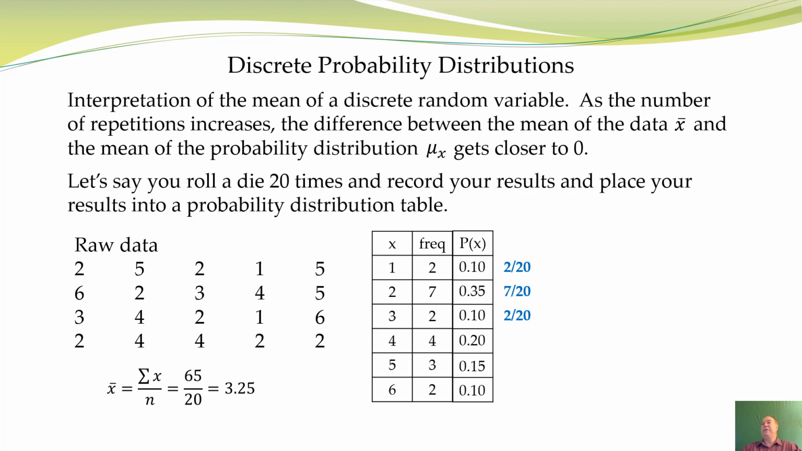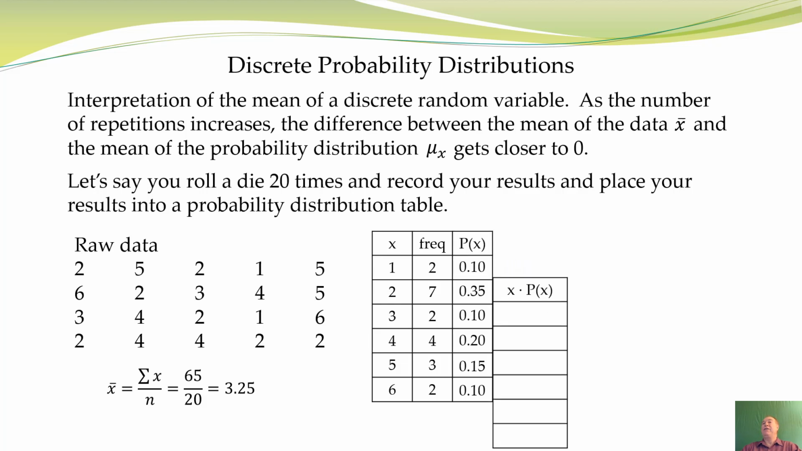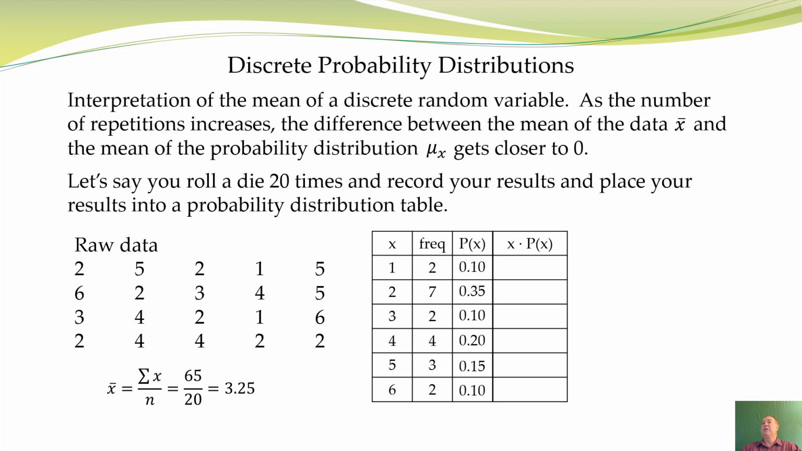Now, to find the mean of this probability distribution, I need to find x times p of x. So in this case, I'm going to take 1 times 0.1, 2 times 0.35, 3 times 0.10, and so on. And I get x times p of x. To find the mean, I would add this column. So if I add this column, I get 3.25. And you notice the mean from the raw data and the mean from the probability distribution table are exactly the same in this case.